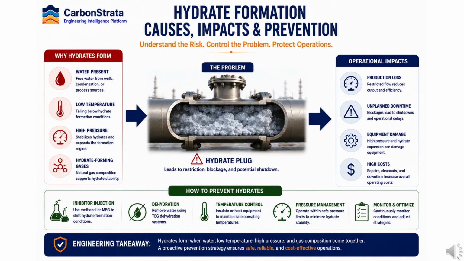As shown in the center of the slide, these crystals can accumulate into a hydrate plug, restricting flow and potentially causing a complete shutdown. The operational impacts are significant: reduced production, unplanned downtime, equipment damage from pressure buildup, and increased operating costs. To prevent hydrates, engineers use a combination of strategies, including methanol or MEG injection, gas dehydration to remove water, temperature control, pressure management, and continuous monitoring of operating conditions. The engineering lesson is clear: hydrates are predictable. If we control the conditions that create them, we can protect production, improve reliability, and avoid costly interventions.